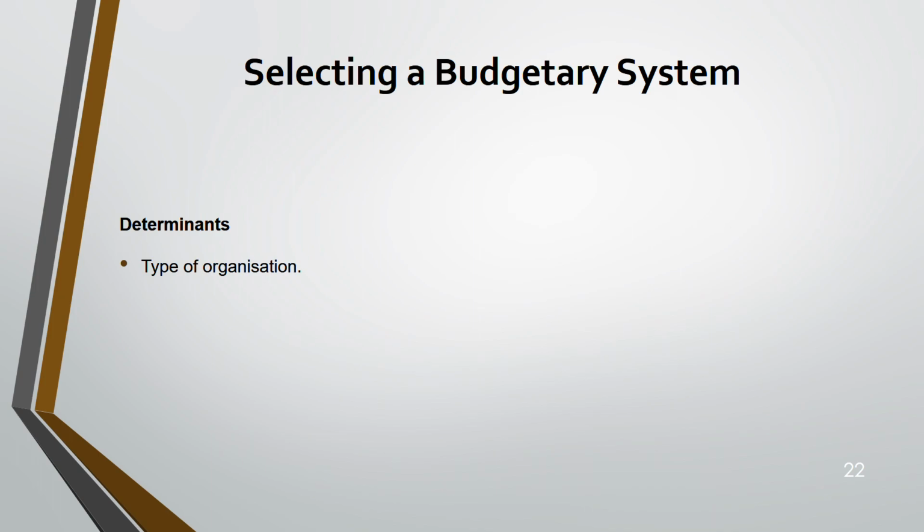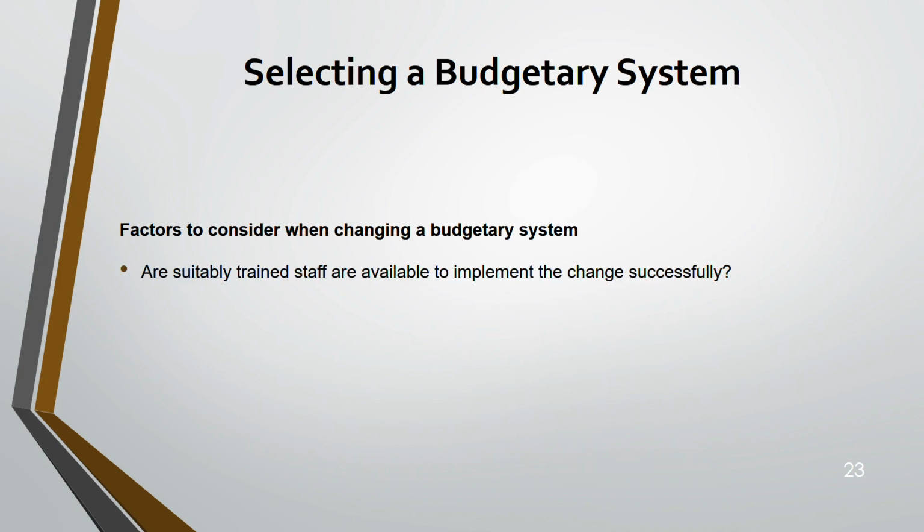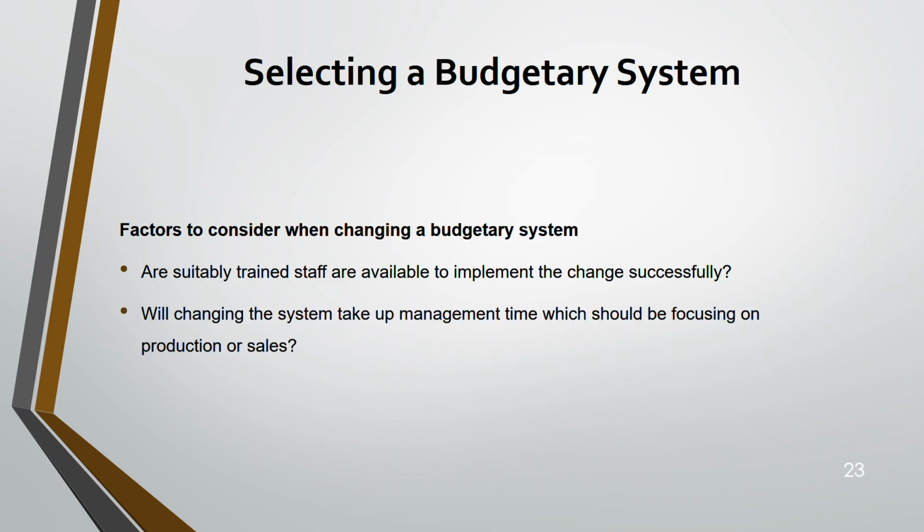It depends on the type of organization, type of industry you're operating at, type of product and product range, culture of the organization. Factors to consider when changing a budgetary system. Do you have suitably trained staff who can implement this change successfully? Next, will changing the system take up management time which they can focus on production or sales? Third, all the staff that is involved in that budgetary process needs to be trained.